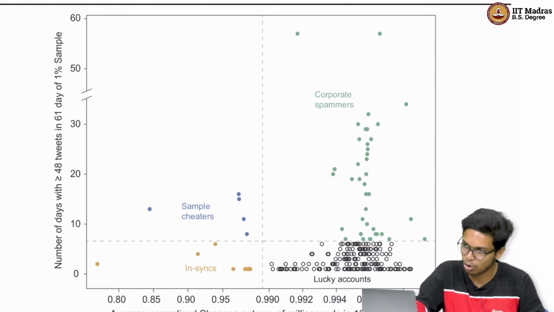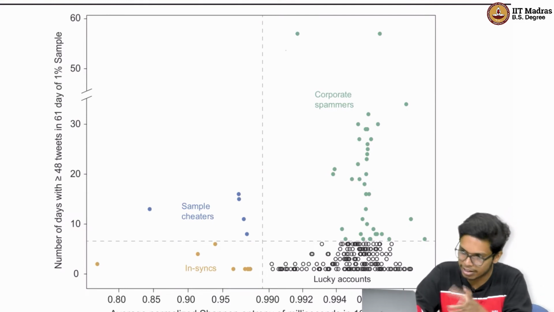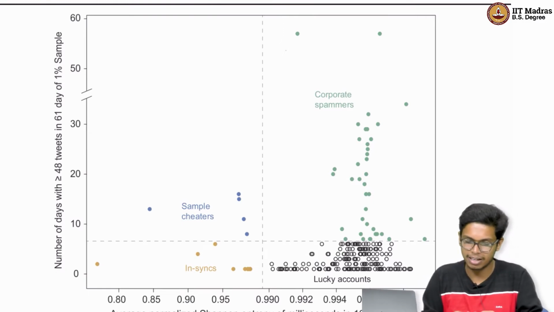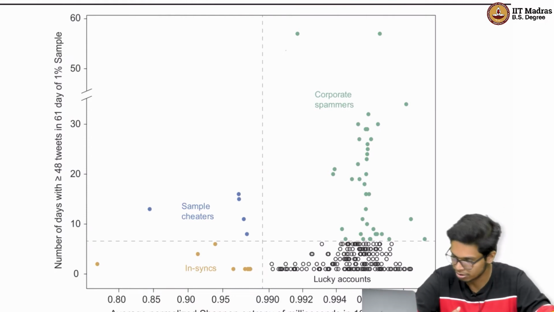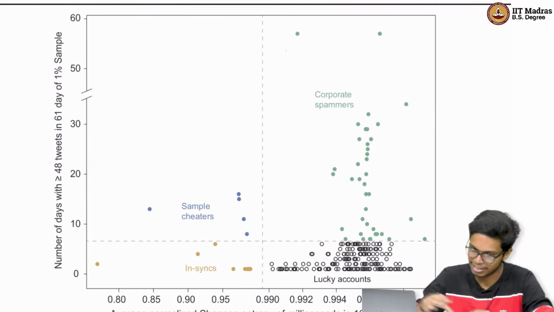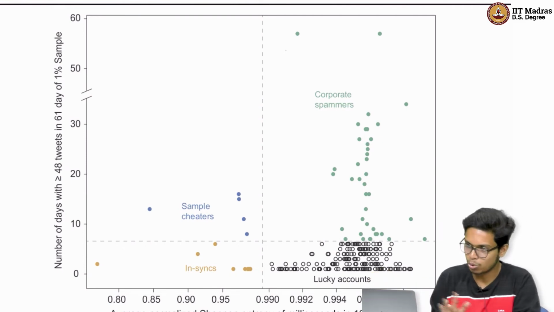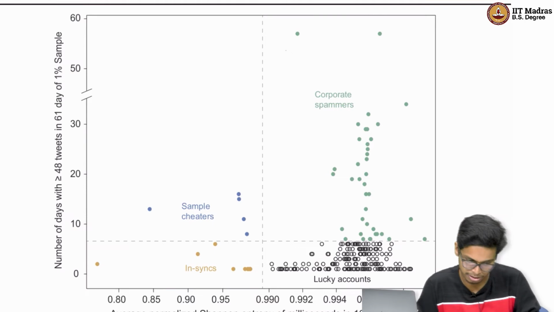So these are the corporate spammers. These are the lucky accounts, where you can say that probably a random user is tweeting a lot of tweets on just 1 or 2 days. Probably he's attending a workshop or conference, and that's why he's categorized into it. But these are totally organic, real users which were randomly sampled in the 1% dump.